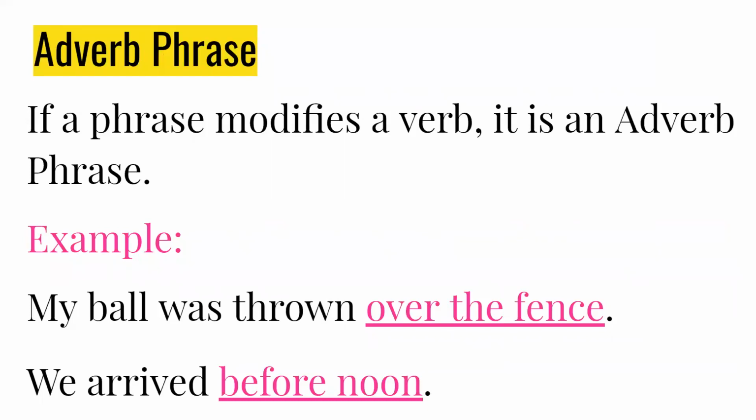If a phrase modifies a verb, it is an adverb phrase. For instance, my ball was thrown over the fence. The phrase over the fence is modifying the verb thrown. It is telling us where the ball was thrown. Similarly, the phrase before noon tells us when we arrived. And arrive is a verb, making before noon an adverb phrase. So to recap, an adverb phrase tells us something about the verb.